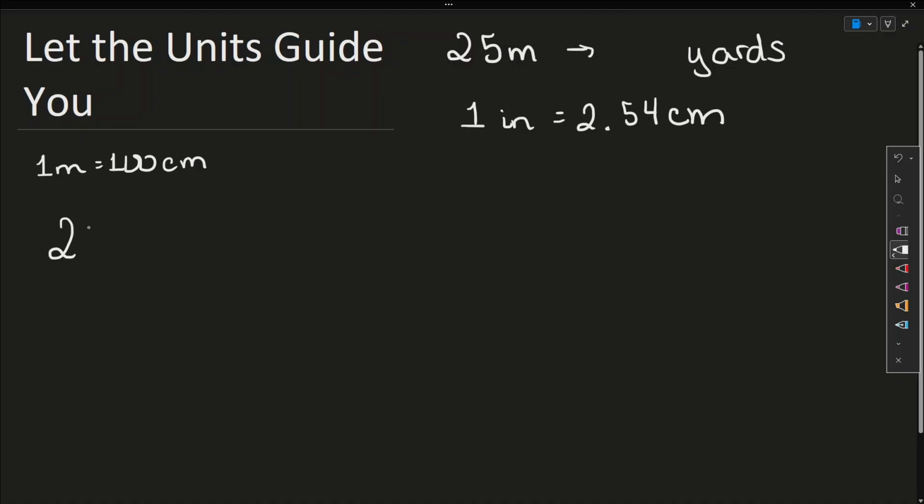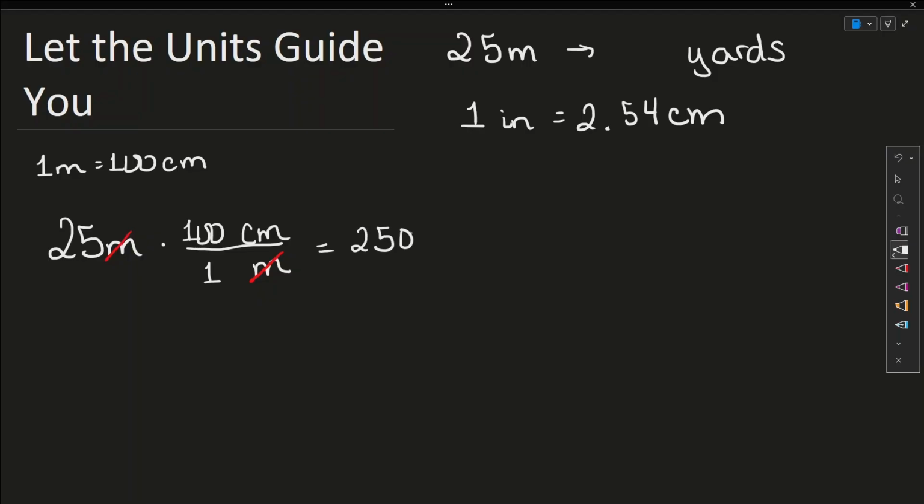We're given 25 meters, and in order for things to cancel, we'll need meters to be on the bottom of the fraction. That'll put centimeters on the top. So we have 100 centimeters and 1 meter. The units cancel nicely. 25 times 100 is 2,500 centimeters.